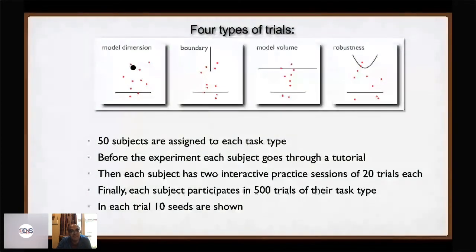Okay, so we assign 50 subjects to each of these task types. Before the experiment, each subject goes through a tutorial, and then each subject has two interactive practice sessions of about 20 trials each. Then they each participate in about 500 trials of their task type. In the end, they're asked to classify where the flower was located, and then we compare with the predictions from the Bayesian theory.